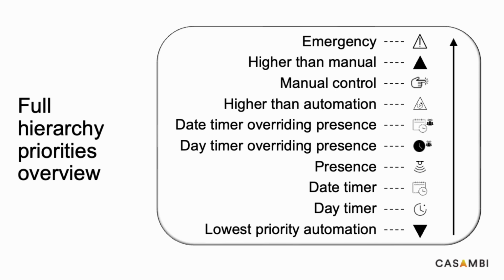Timer will show a little clock, presence sensor will show a little sensor icon. There's a little icon in the top right of the luminaire icon to indicate that it's being controlled at higher than manual priority. So this is good to know that there's then new priority levels.